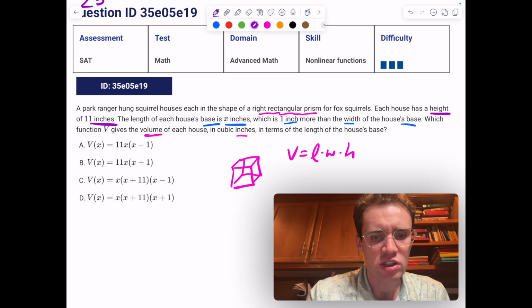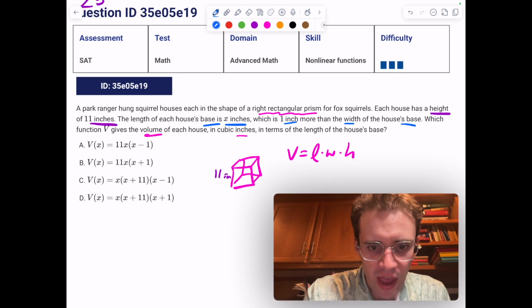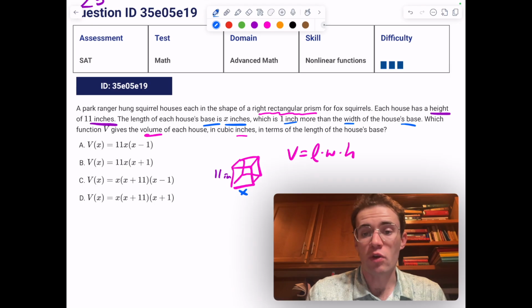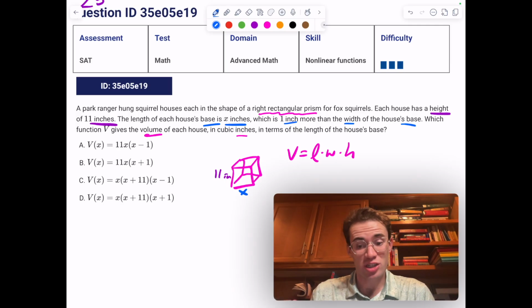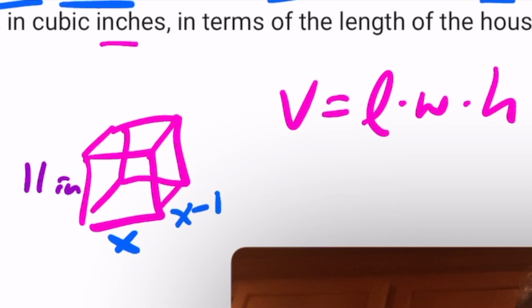So for the height, they gave it to us: it's 11 inches. The base has a length of x, and it says that is 1 inch more than the width. If you want to find the width, you take that extra inch away, so it'd be x minus 1. We have x inches, x minus 1 inches, and 11 inches as our 3 dimensions.